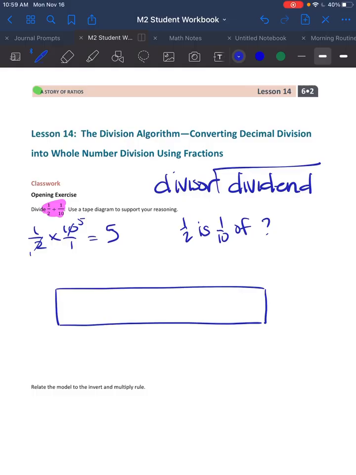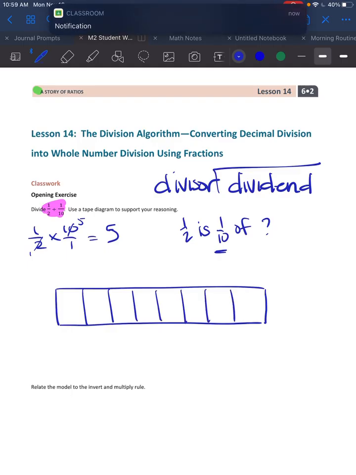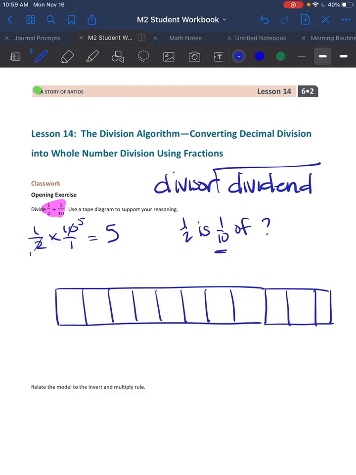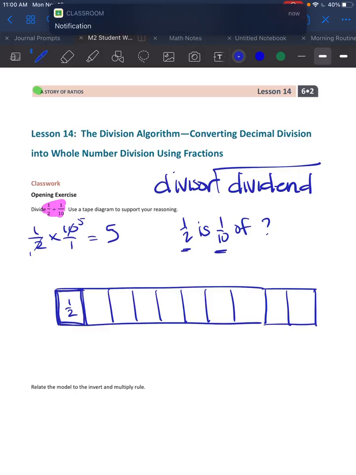So if this whole thing equals 1/2, and I'm going to divide it into tenths, 1, 2, 3, 4, 5, 6, 7, 8, 9, 10. Whoops, too many. That's okay. So here are my tenths. If each unit is 1/2, okay, so 1/2 is 1/10. This box is 1/10, and I know that box is going to equal 1/2.